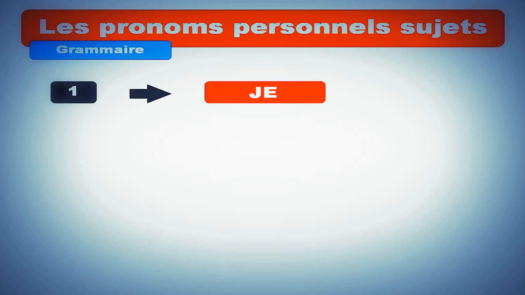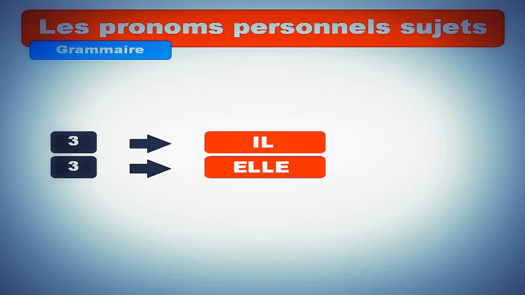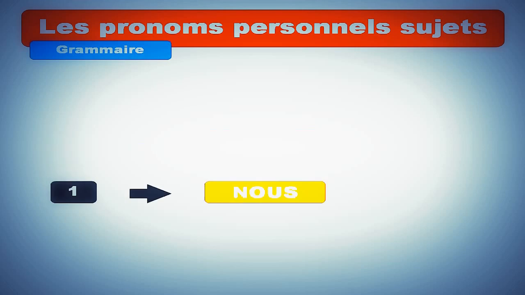Repeat. Je. Second person is tu. Repeat. Tu. And then third person, we've got the masculine form, it's il. Repeat. Il. And the feminine form, it's elle. Repeat. Elle. And then first person of the plural, it's nous. Repeat. Nous. So you've got this final S, but you don't pronounce it.